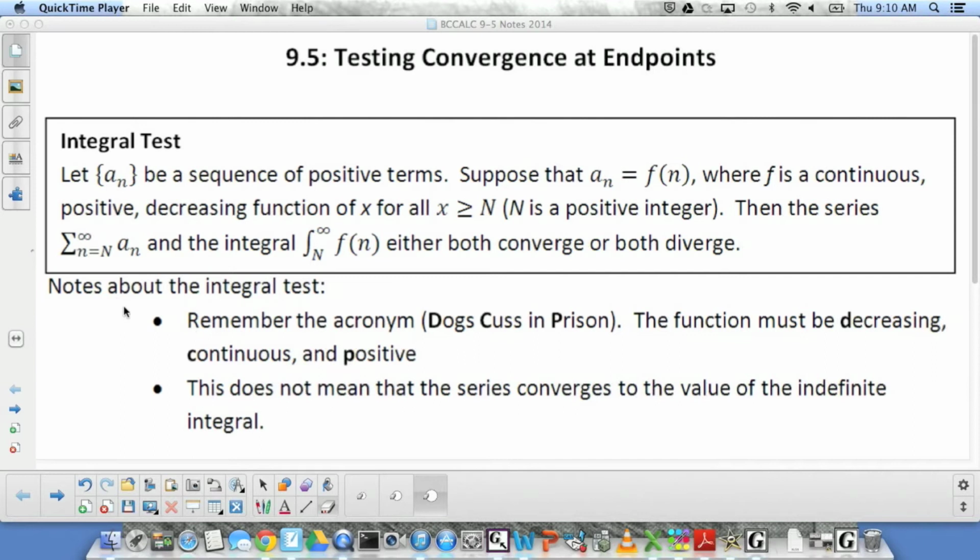Now the things you need to remember about this test: "dogs cuss in prison," that just stands for decreasing, continuous, and positive. And we need to know that this does not mean the series converges to the value of the indefinite integral. All it means is that they behave the same way, so they either both converge or they both diverge.